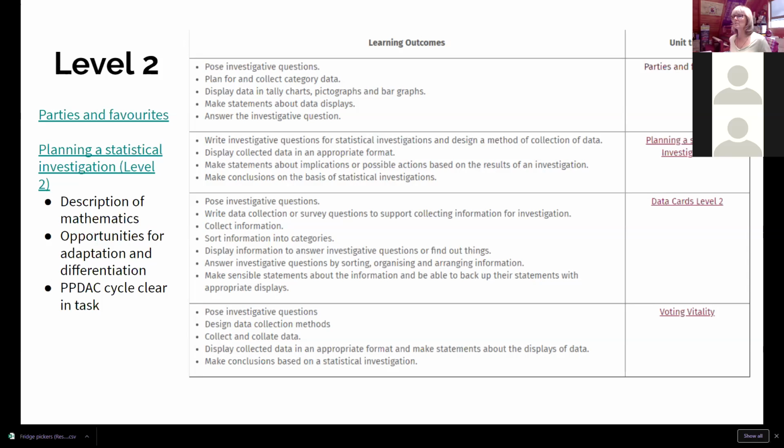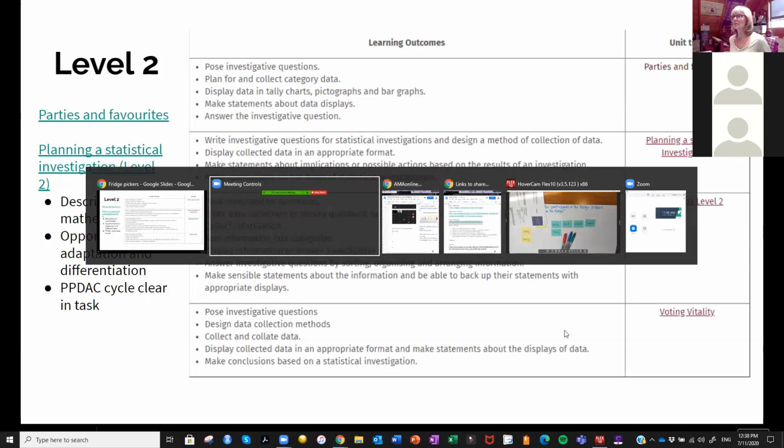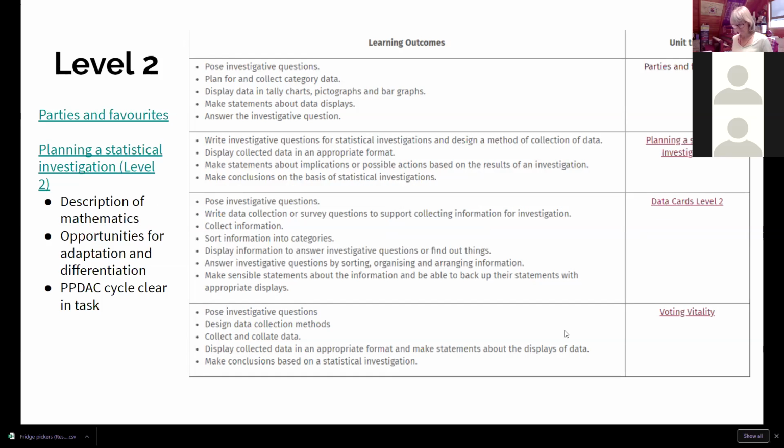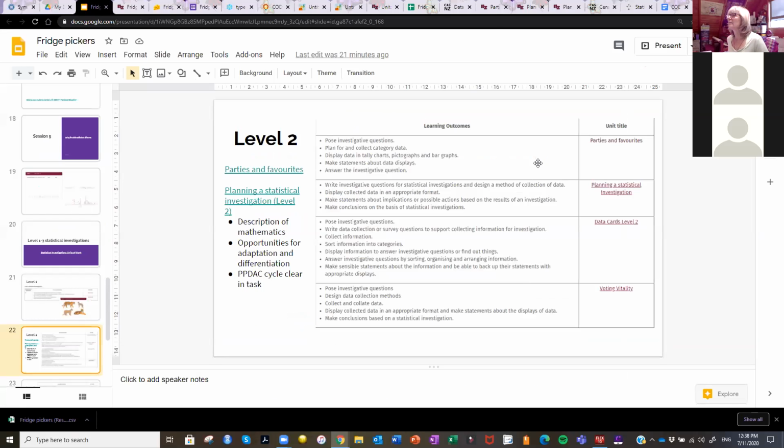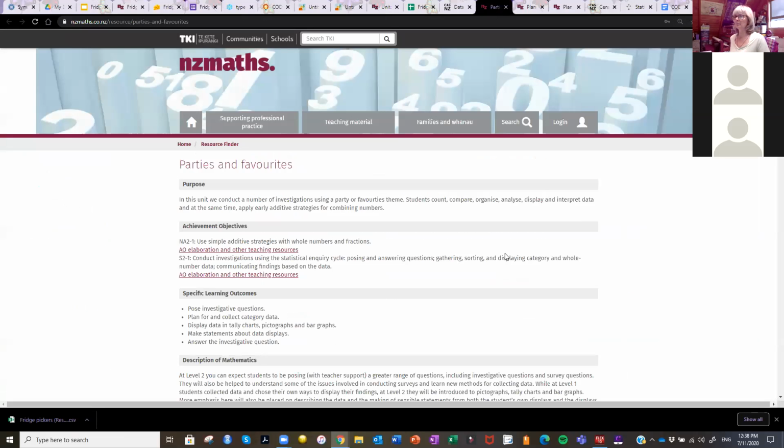So I'm just going to, no, I don't want to do that. I'm going to go back here and escape. So if I've got this right, so here's the parties and favourites. I'm just going to scroll through it.